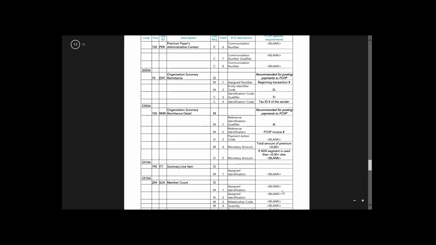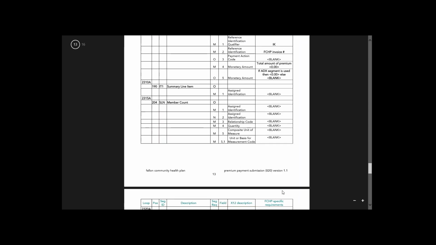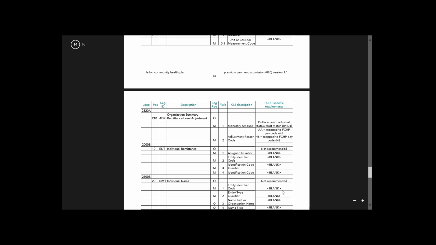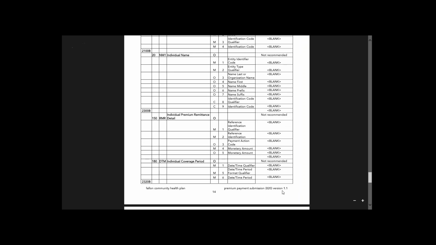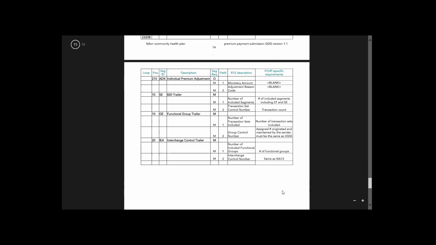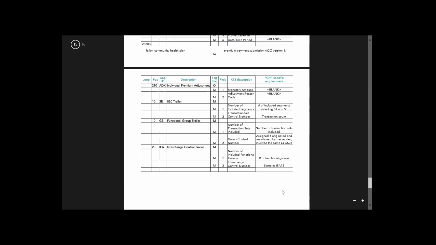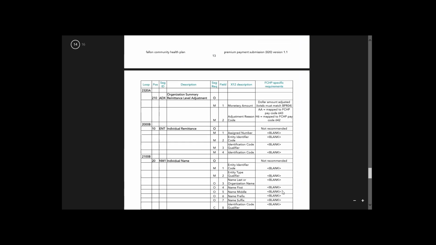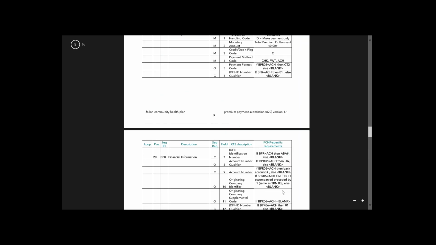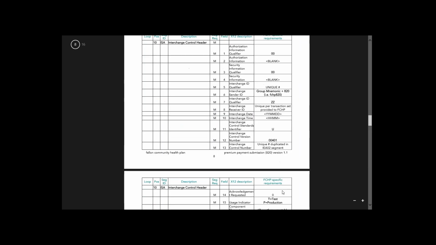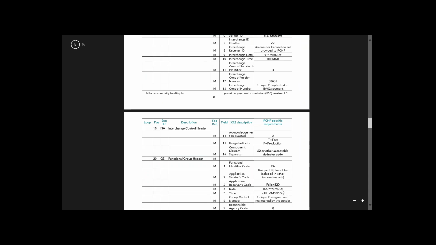This is not a very big transaction, as 837 is the biggest transaction, and in 837 also 2300 is the biggest loop. Yeah, so this is it. Moreover, in the 820 transaction set, there is nothing much to discuss or go over practically on this particular transaction, unless you have any questions about any of the prior transactions.